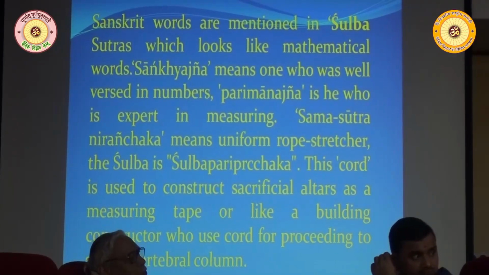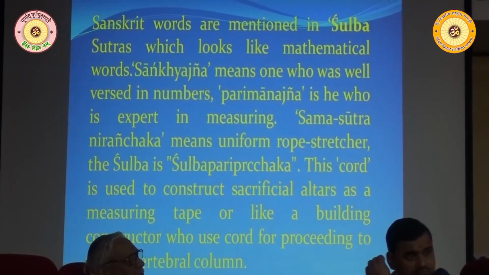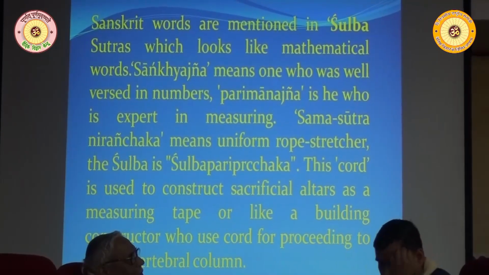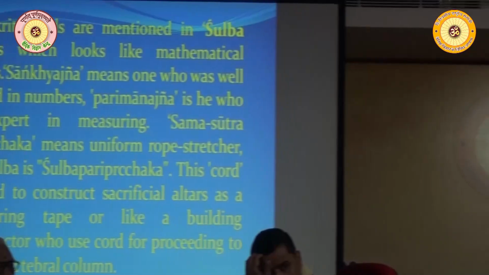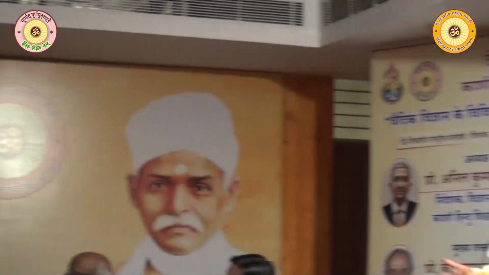Sama Sutra Niranchaka, which means uniform stroke stretcher. So the Shulpa is Shulpa Paripanchaka. This cord is used to construct sacrificial altars as a measuring tape, like a building constructor who uses a cord for proceeding to get the vertical line. They are using it nowadays also. In the same way they use this type of cords for constructing Yajnavedis and Chittis.